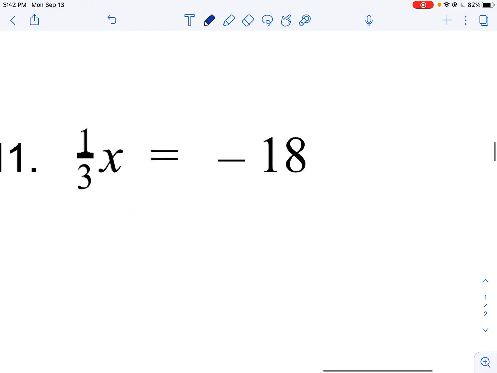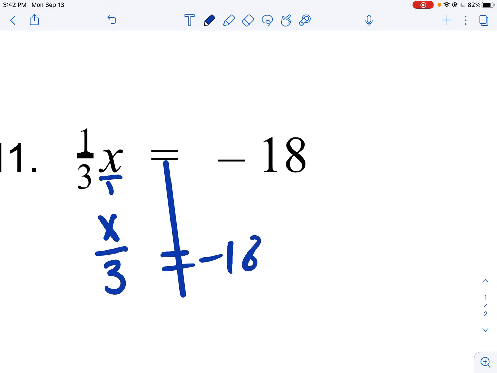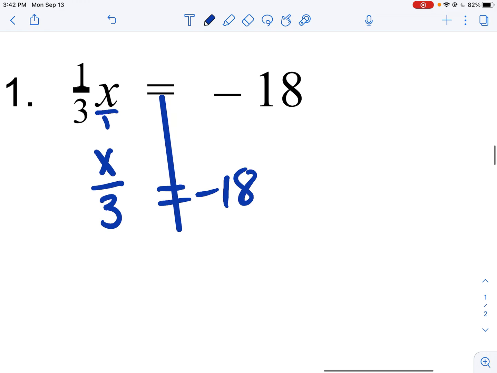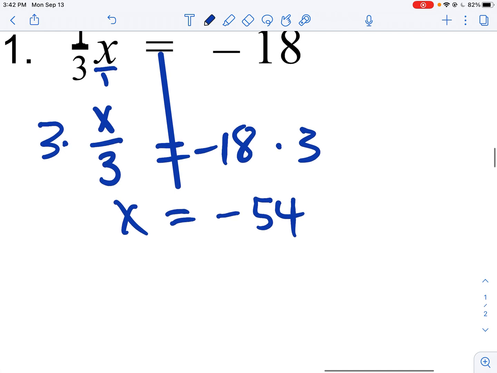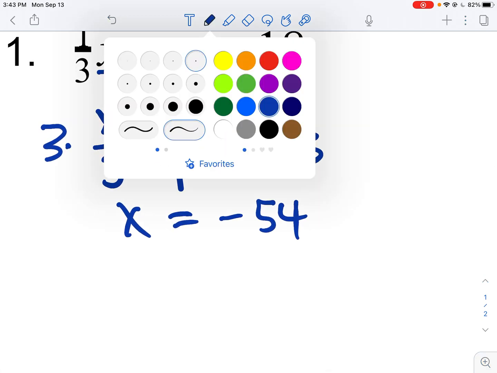Okay, and one last one. Now, I purposely wrote it like this so that I could show you that if I put that over 1, 1/3 x is the same thing, boys and girls, as x over 3. It means the exact same thing. So I would just multiply by 3 on both sides and get x equals negative times a positive is a negative, and that would be negative 54.